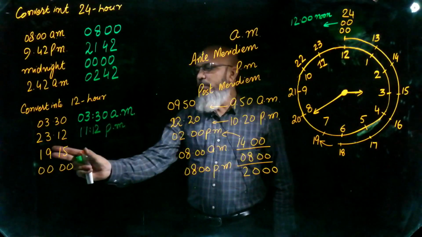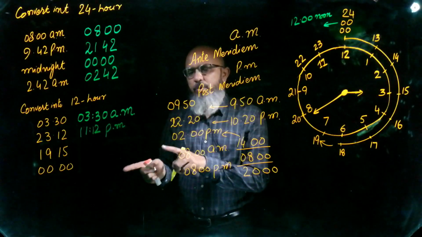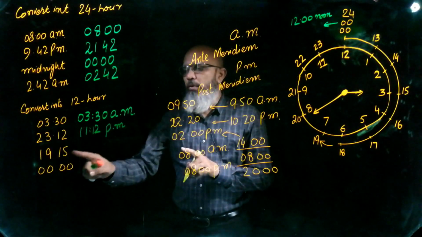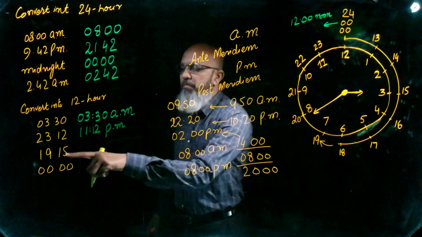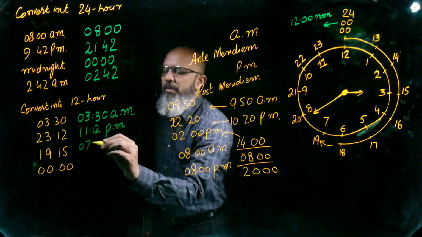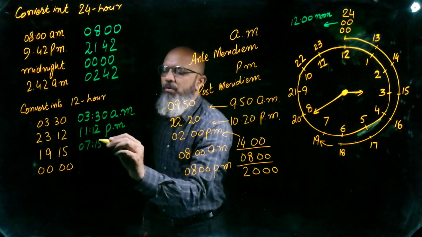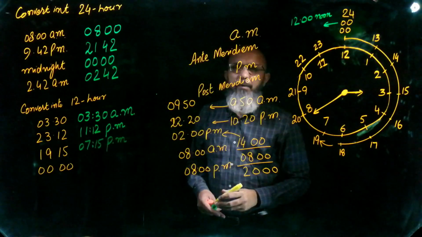Right? Again we have 19:15. Again this is more than 12. So it means it is PM timing, and we will subtract 12 from this one. So after subtracting 12, what do we get? We get 7:15. That is also PM timing.